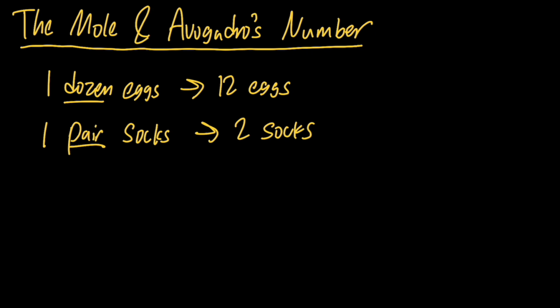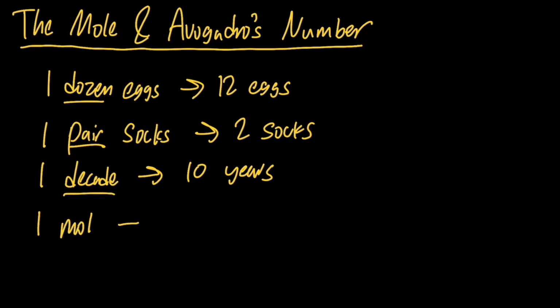And last example, 1 decade means there's 10 years, where decade is used to group or count years in groups of 10. So the mole is exactly the same. 1 mole, instead of being a small number like 12, 2, or 10, is 6.022 times 10 to the 23 of whatever you're referring to. So it's the exact same thing.